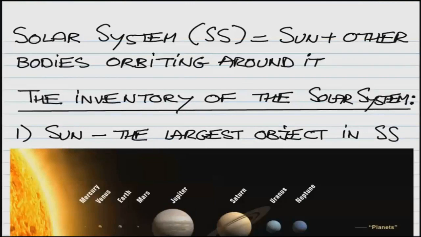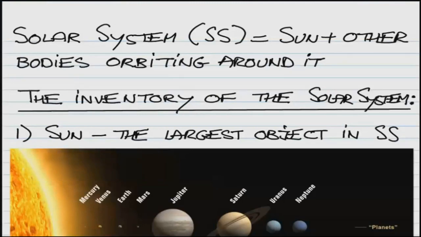So considering the large number of planets, it is quite possible, in my view, that there is life out there in the universe somewhere, right? That we are not the only ones. Okay, so I'll start with chapter 8 from your textbook. And let us first see what is in the solar system.